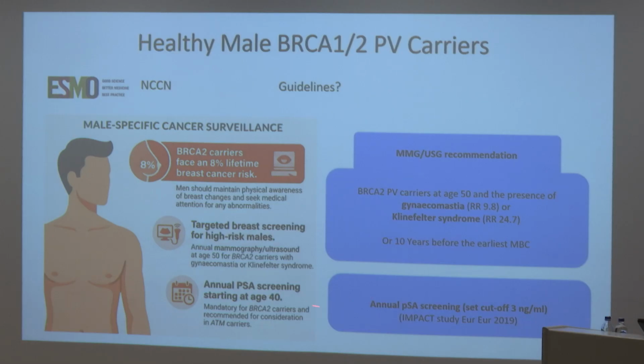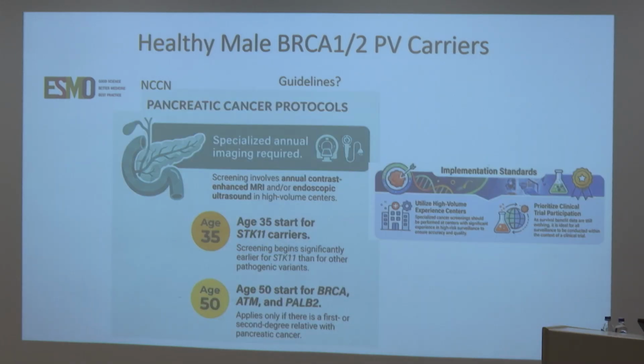The important thing is you have to ask for prostate-specific antigen starting from 40 and your cutoff is 3. If the value increases up to 5, 6, 7, 8, something like that, you must consider some kind of urological consultation. These are the results of this famous IMPACT study. So if a man has a BRCA2 mutation starting from age 40, you have to ask for annual PSA screening. This is a strong recommendation in the NCCN guidelines.